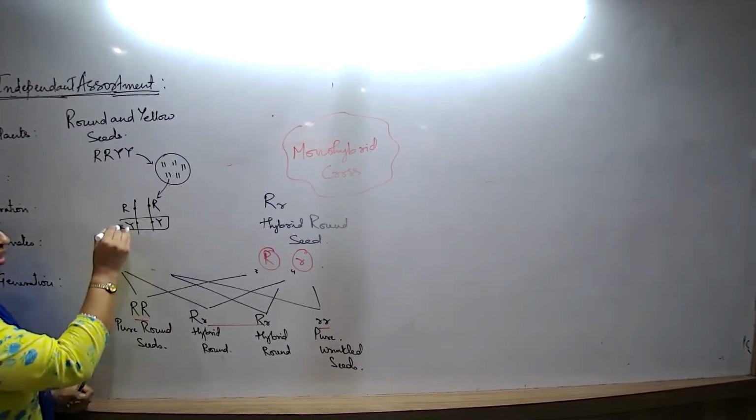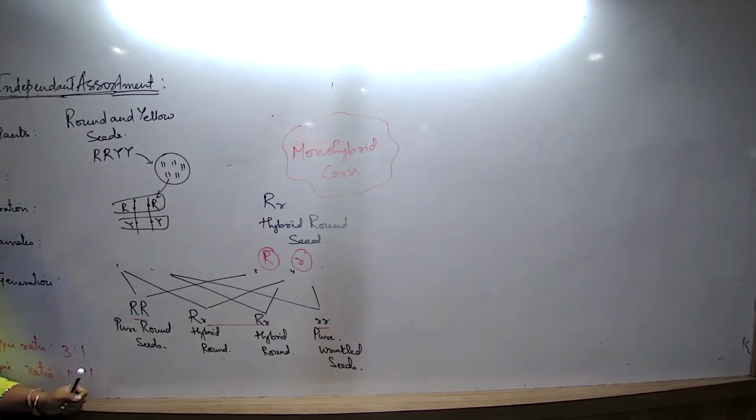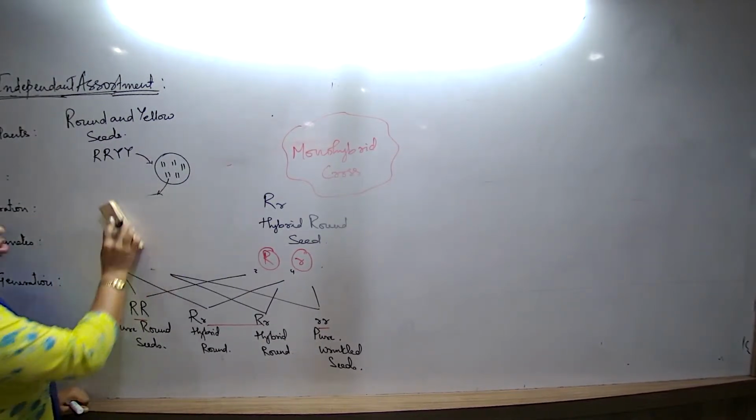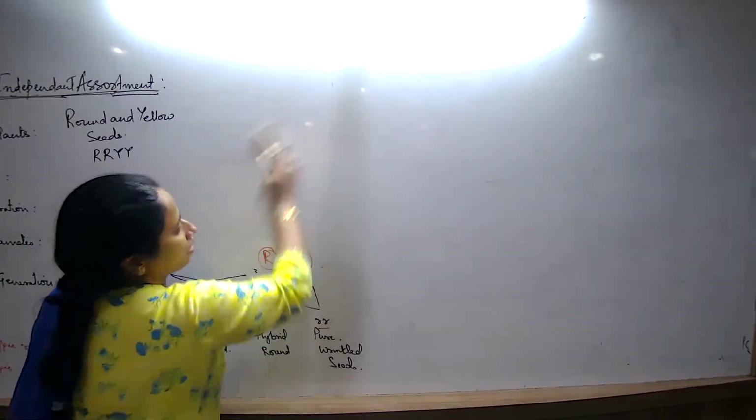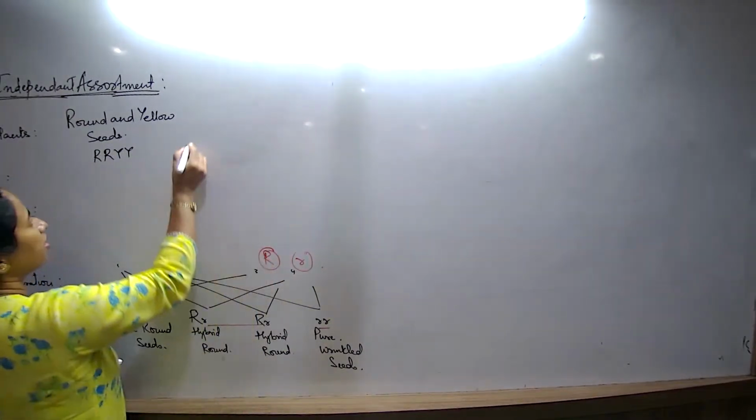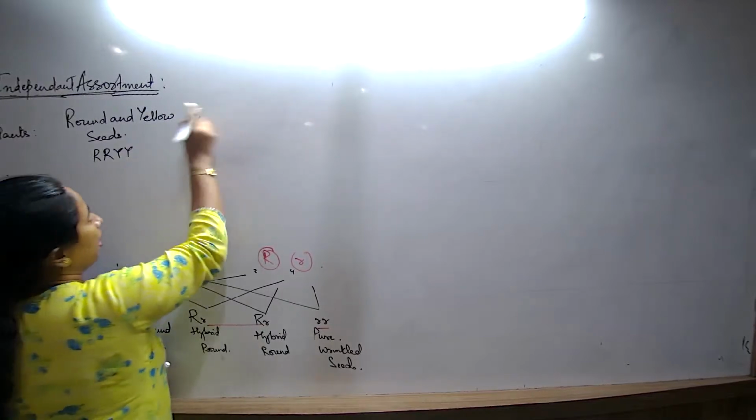Is it a homozygous or a heterozygous condition? Homozygous. Dominant or recessive? Dominant. So this is understood. Now we have to write down the other contrasting plant. What is the other contrasting plant?